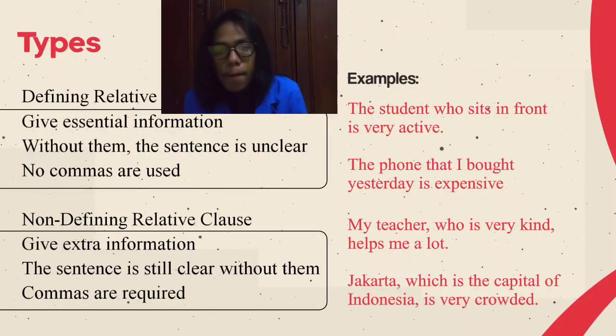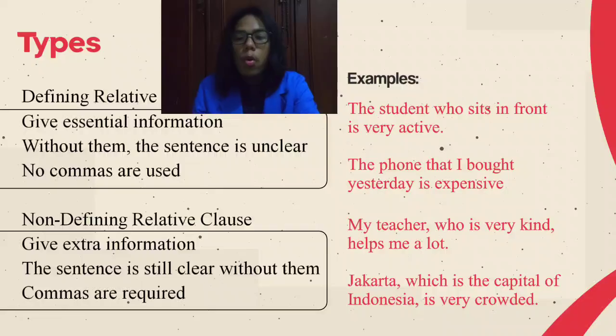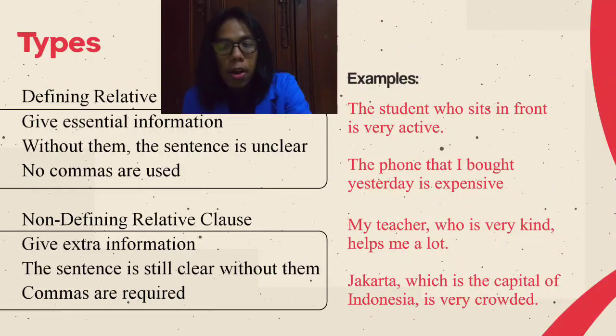Next we have: Jakarta, which is the capital of Indonesia, is very crowded. The main clause is Jakarta is very crowded. Without which is the capital of Indonesia, without the relative clause, we can still understand the sentence clearly, because the sentence is intended to be Jakarta is very crowded. Which is the capital of Indonesia is only extra information that describes Jakarta, the noun.